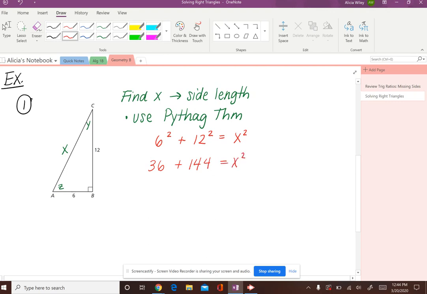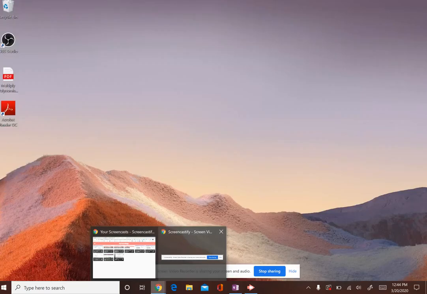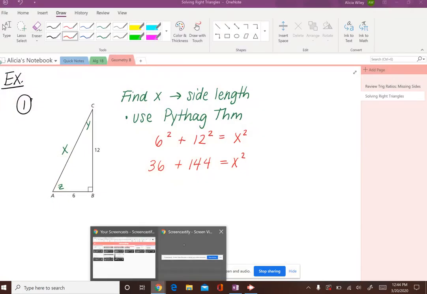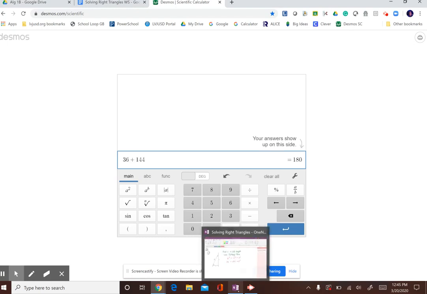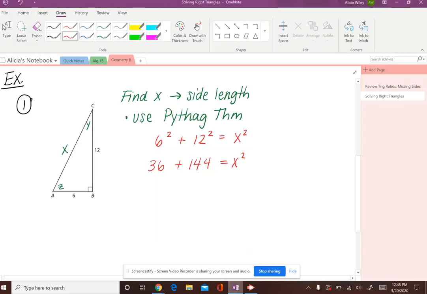Adding that together, if you don't have your calculator open, remember to open up that Desmos calculator I had mentioned to you guys. It's 180. So let me go back to here. 36 plus 144 is 180. So then you want to go ahead and take the square root of that. So the square root of 180, let's just do one decimal place, okay?